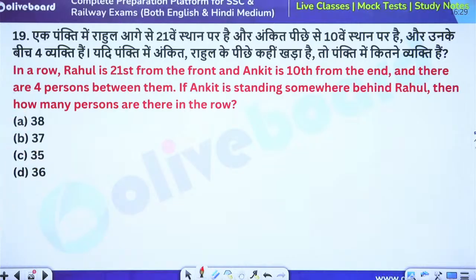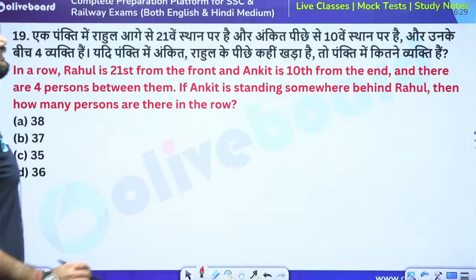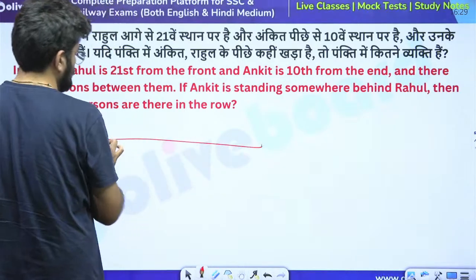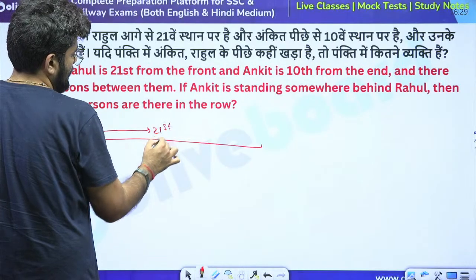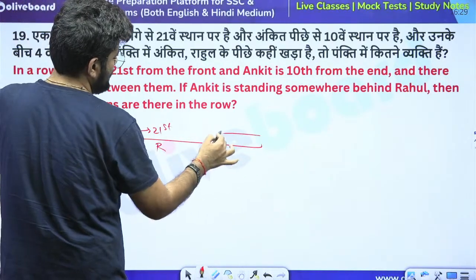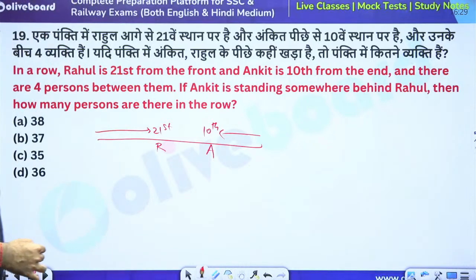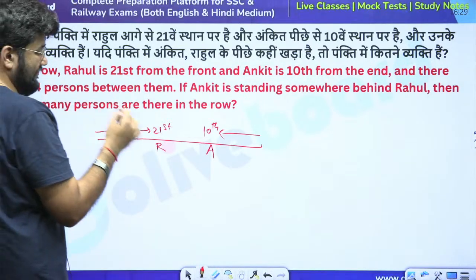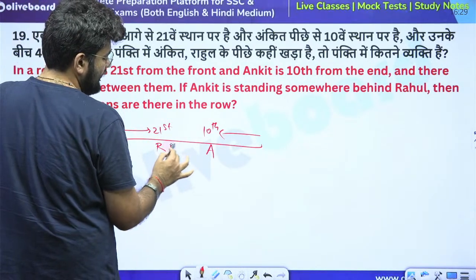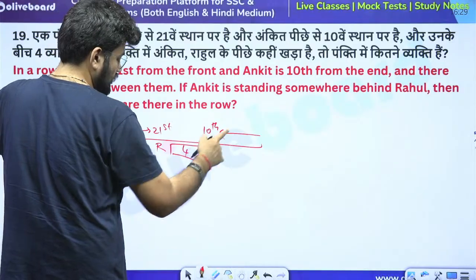Next. In a row, Rahul is 21st from the front and Ankit is 10th from the end. Okay, Rahul is 21st from the front and Ankit is 10th from the end. And there are 4 people between them. Okay, 4 people between them. Ideally, this is what you are going to assume for the first time.